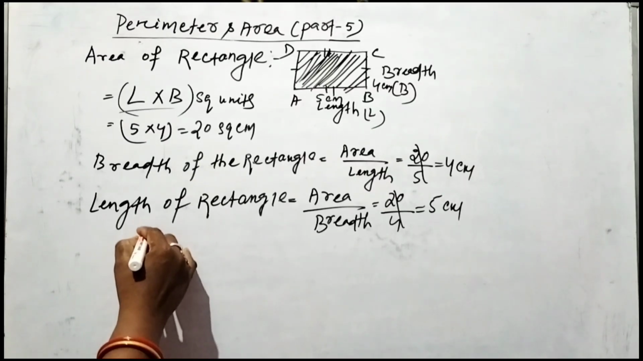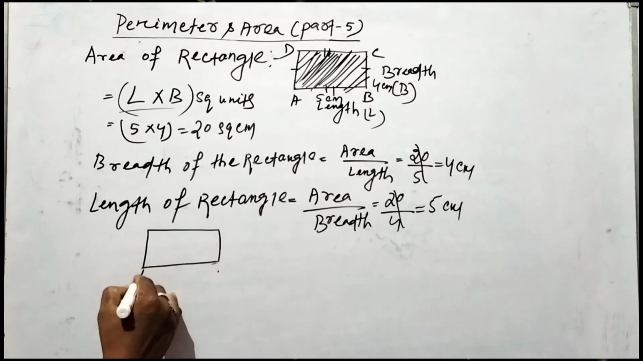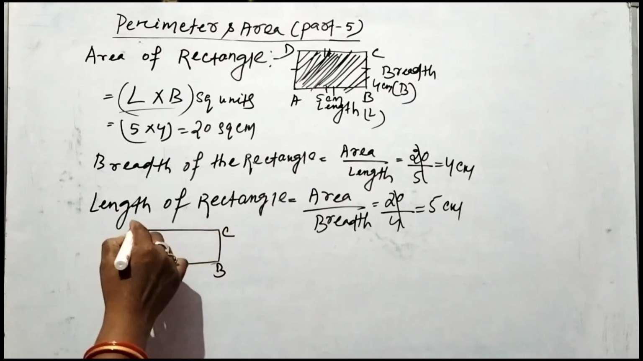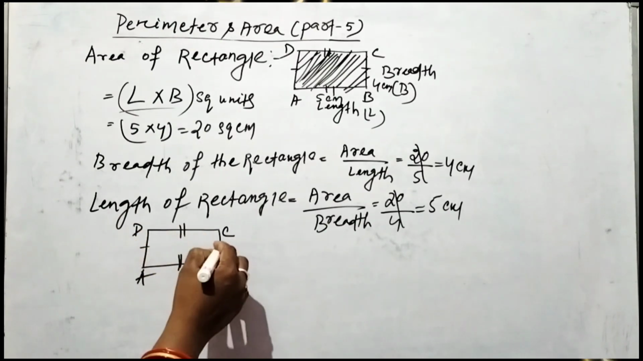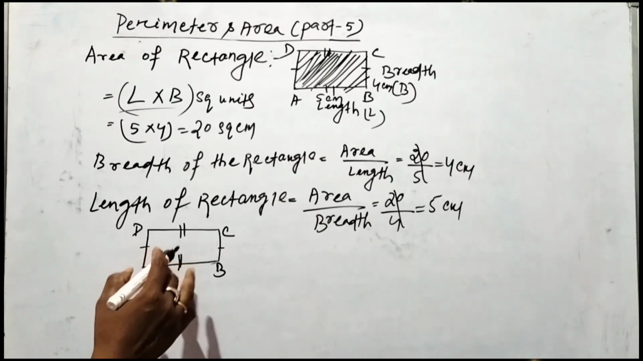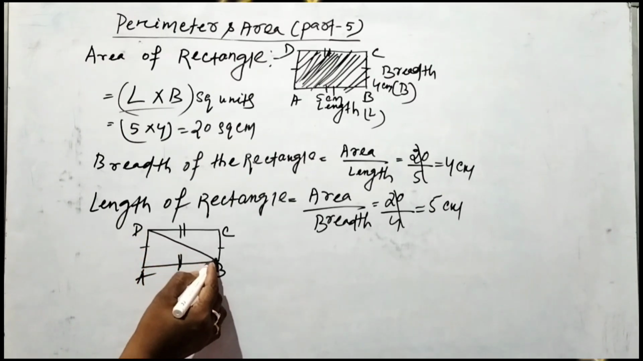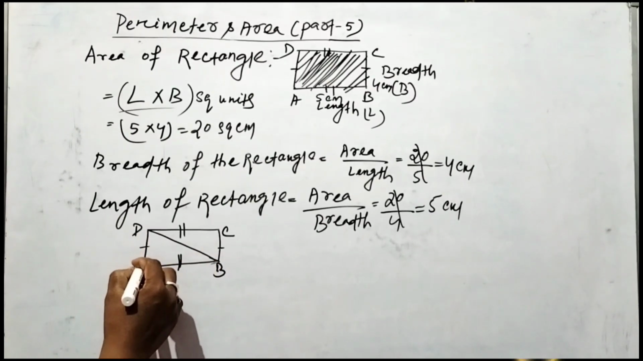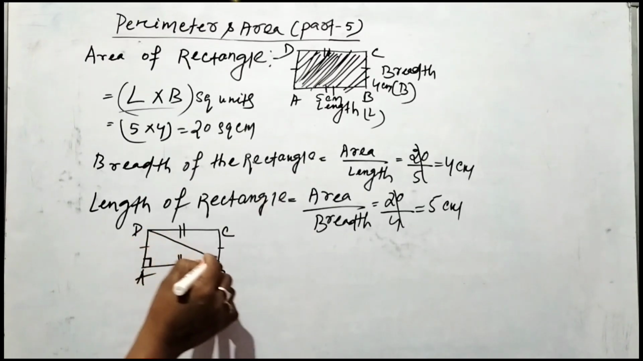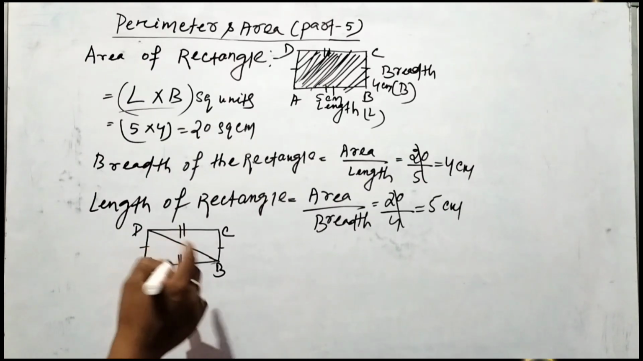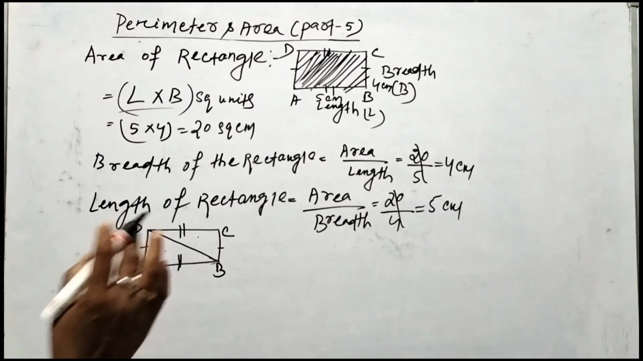Now for the properties. In a rectangle, opposite sides are equal and parallel. In a rectangle there are two diagonals. If I draw a diagonal BD, each angle of a rectangle is 90 degree. When you draw a diagonal, the rectangle ABCD is divided into two equal right angle triangles.